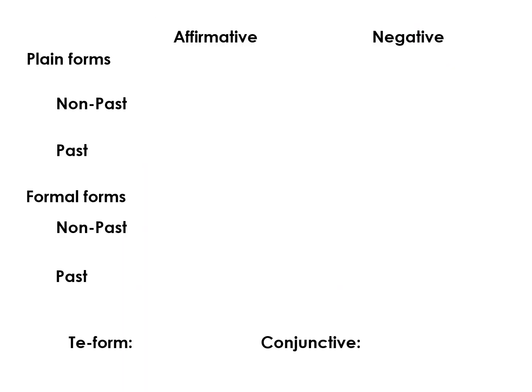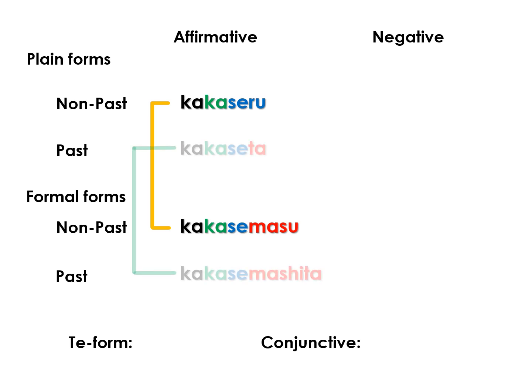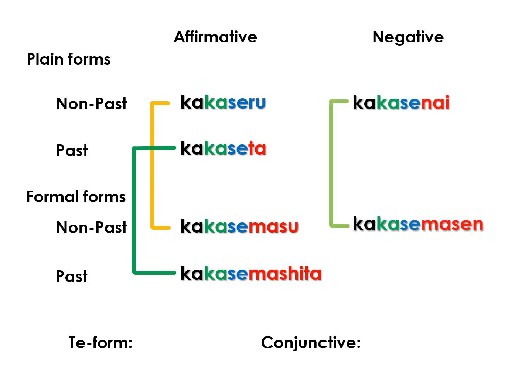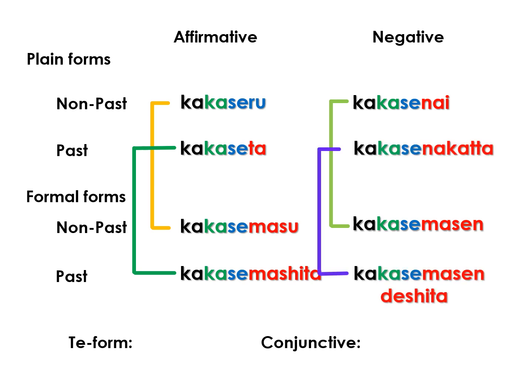And kakaseru conjugates into the basic 10. Kakaseru, kakasemasu, will let someone write. Kakaseta, kakasemashita, let someone write, past tense. Kakasenai, kakasemasen, won't let someone write. Kakasenakatta, kakasemasen deshita, did not let someone write. Te form is kakasete, and conjunctive form is kakase.